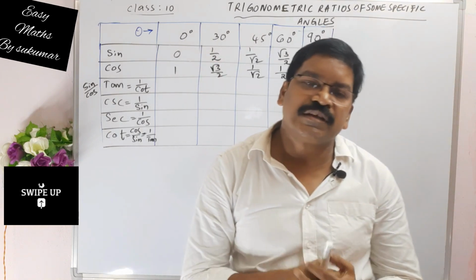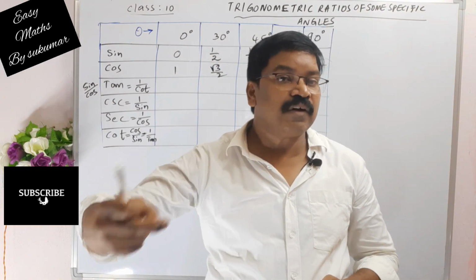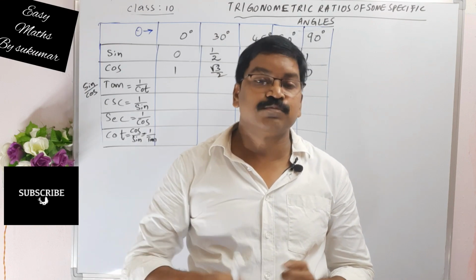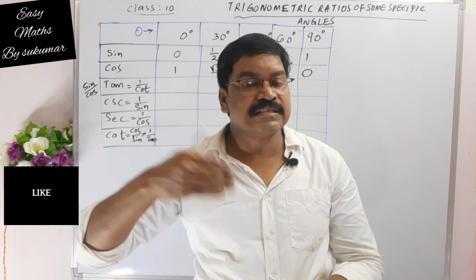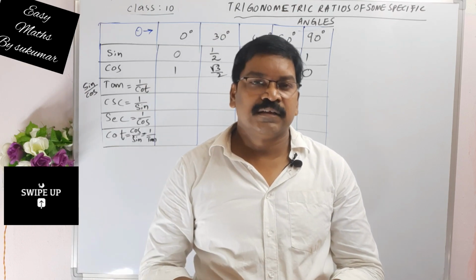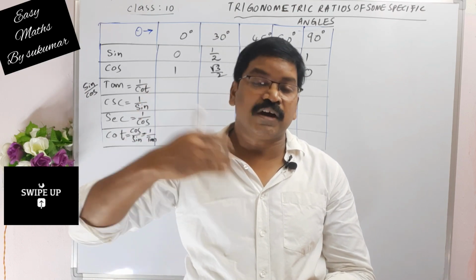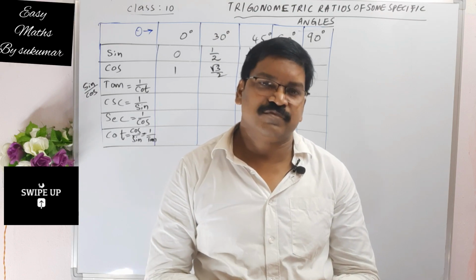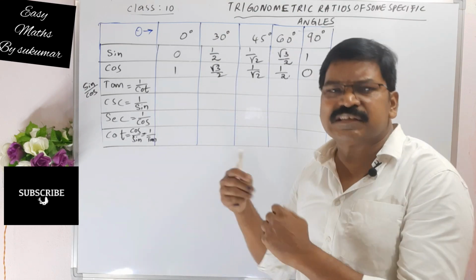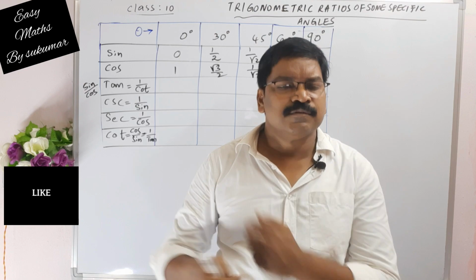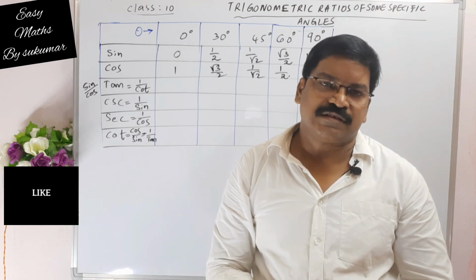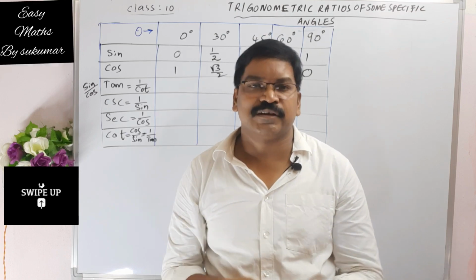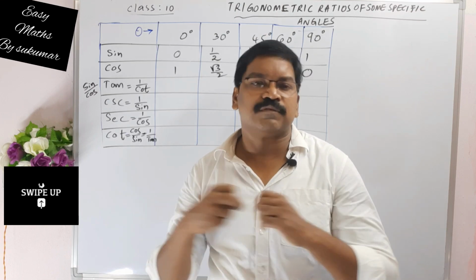So what do you notice here, my dear students? Sine 45 degrees and cos 45 degrees are both equal. Similarly, cosecant and secant are also equal, and tan and cot at 45 degrees are also equal. We can learn more about why these are equal in the coming videos, under complementary angles of trigonometric ratios. In that topic we will learn this.